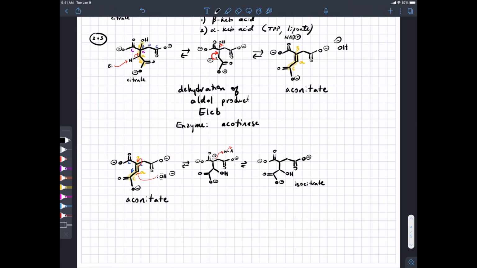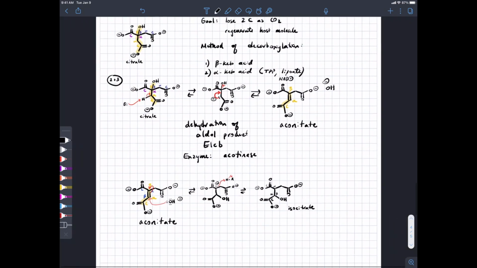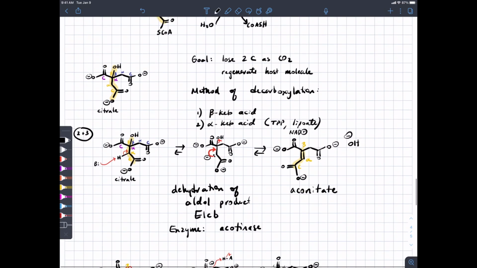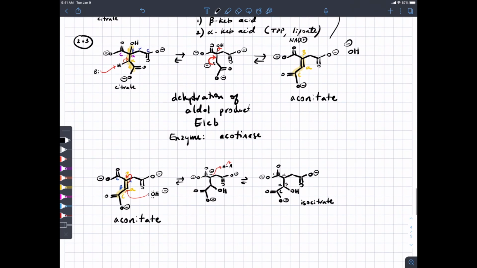But look at isocitrate. It is now an alpha hydroxy acid, and it's also a beta hydroxy acid. And if we were to oxidize that to the ketone, we are primed and ready for our decarboxylation methods. So pay attention to the chemical logic. I mean, it's really beautiful. We're going to a place where chemically we can get rid of CO2.